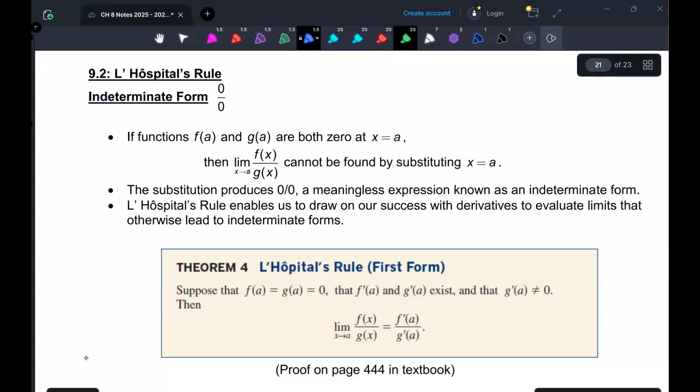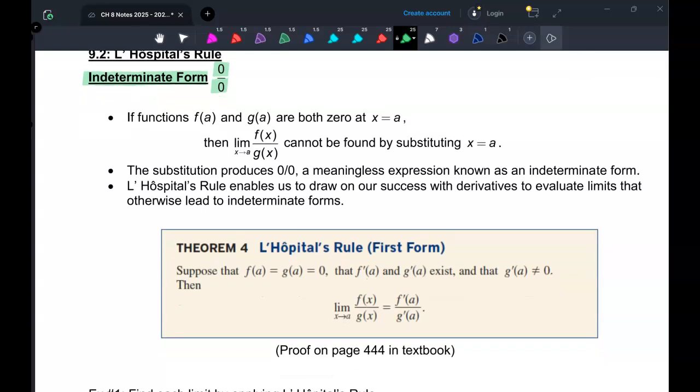What we'll start off with is what is considered indeterminate form. There are many types of indeterminate form, but the two that we most commonly see are 0 over 0 and infinity over infinity. If we want to evaluate a limit where the numerator and the denominator both go to 0, and we substitute and get 0 over 0, this is our indeterminate form. L'Hopital's rule enables us to take the derivative and then evaluate the numerator and denominator again. So this is the first form.